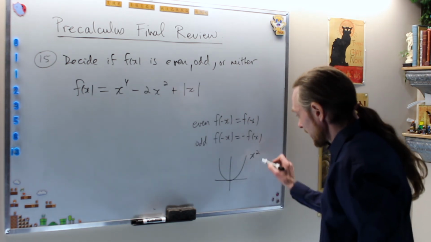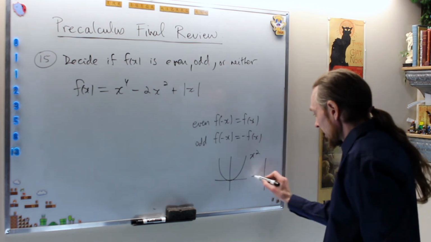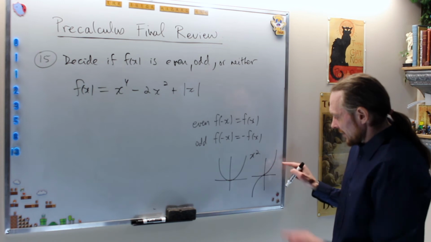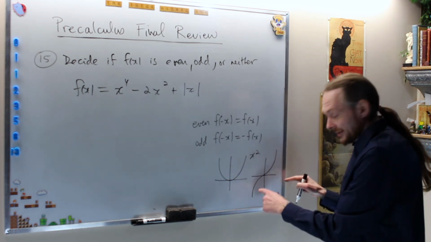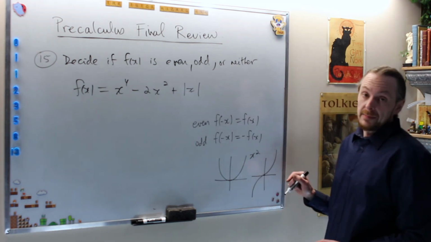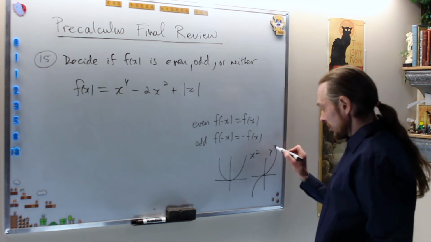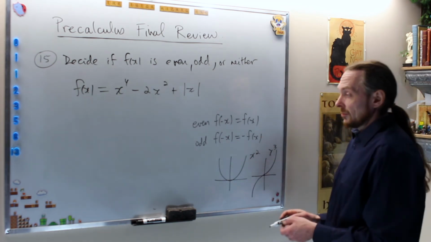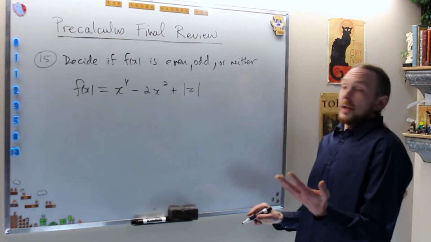X squared is an even function. And if you're odd, you're symmetric with respect to the origin, they say, or if you reflect about both axes, you will get symmetry. That's x cubed is symmetric. Even powers, odd powers. This is why we call it even odd. What are we going to do therefore?